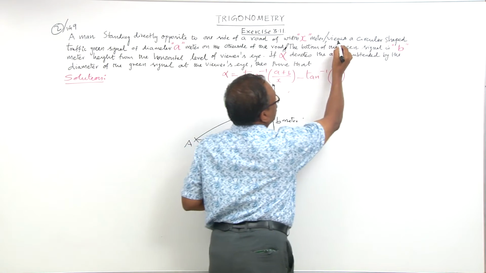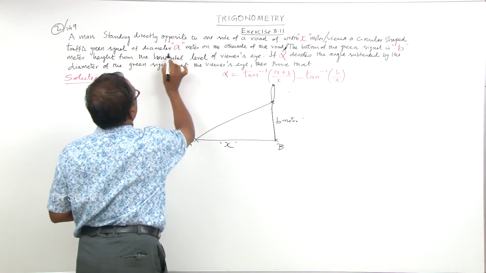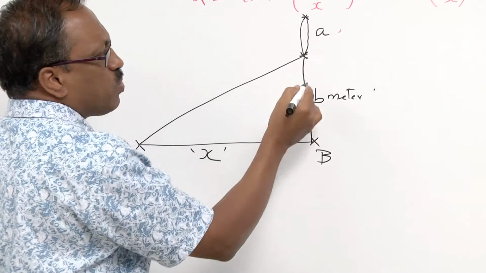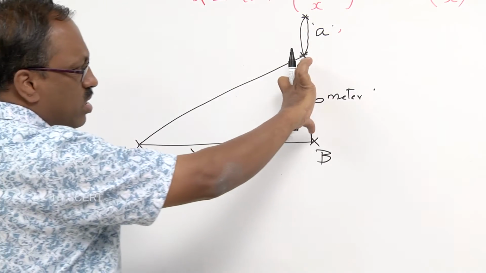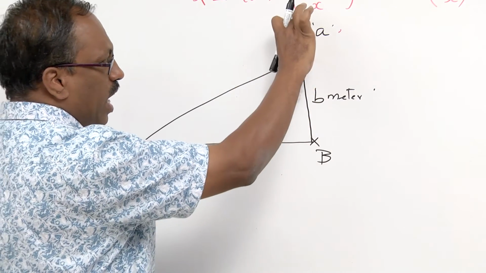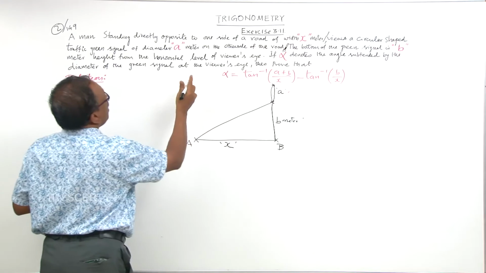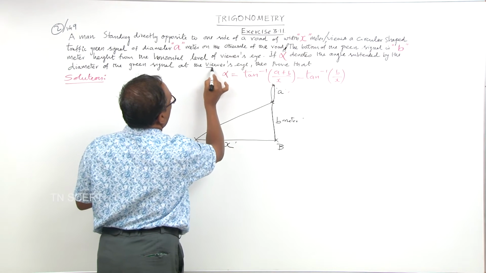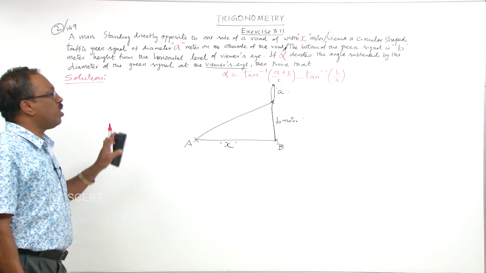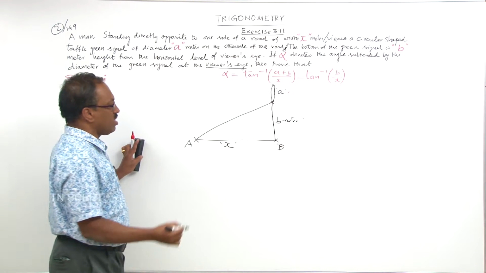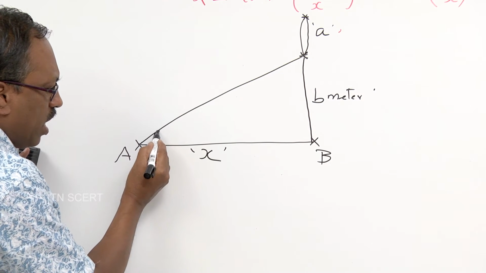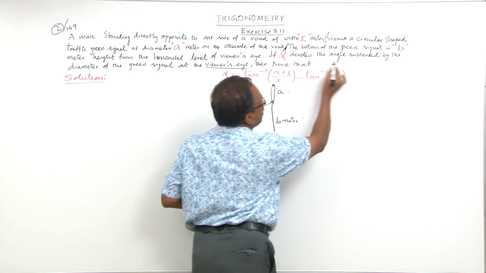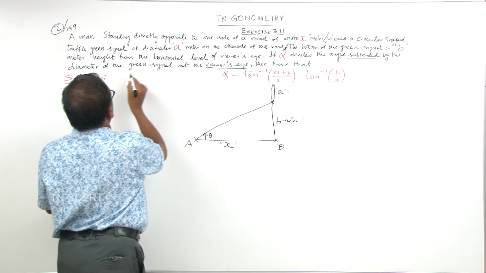Let us discuss this. The circular shaped traffic green signal has diameter a meter. So this distance is nothing but a. Now this distance is b and this is a, and this is only the green signal part. If alpha denotes the angle subtended by the diameter of the green signal at the viewer's eye, this is what the question asks.